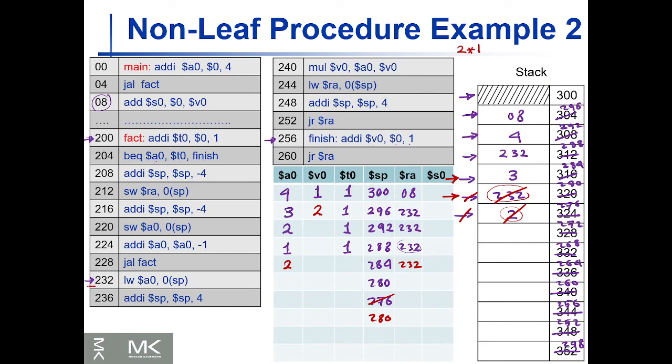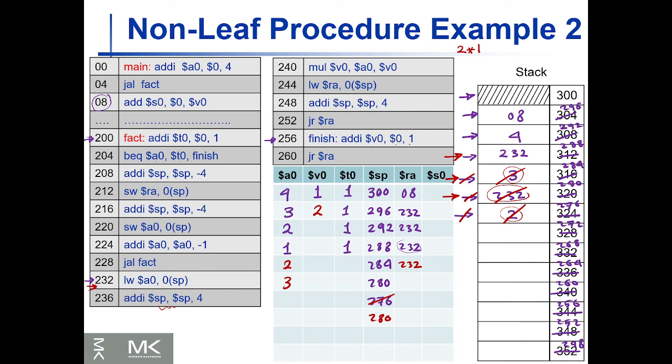Because this is a recursion. All the time we stopped at fact of N equal to N multiplied by fact of Q, and Q is N minus 1. So all the time we go back here. So load word A0 0 SB. So we're gonna load 3 into A0. We're gonna add SB and 4. So this is all, and we are pointing here now.